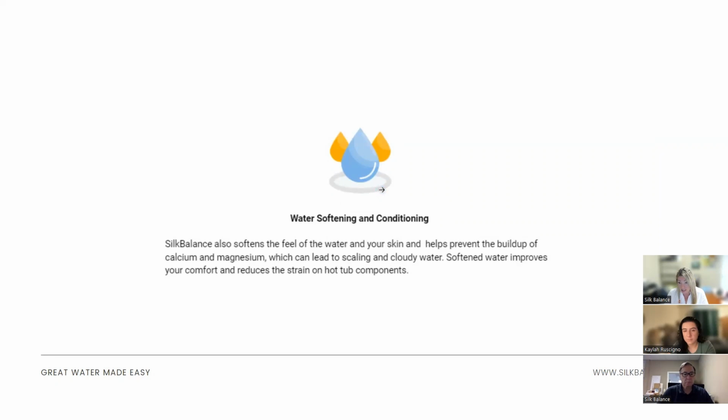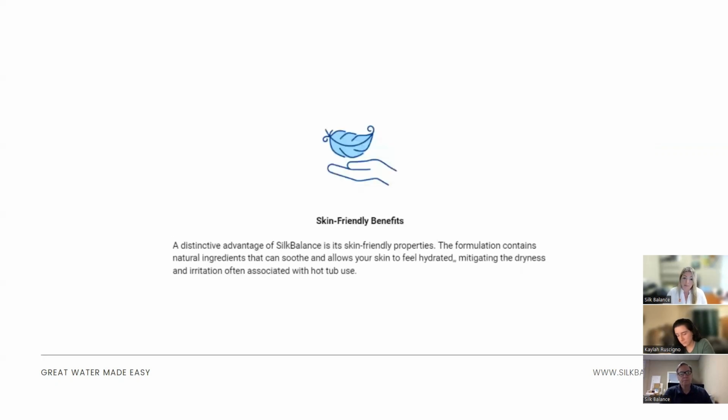Water softening and conditioning is another important component of water care, and this is directly related to pH. SilkBalance will soften the feel of the water and your skin and helps to prevent the buildup of calcium and magnesium, which can lead to scaling and cloudy water. Softened water improves your comfort and reduces the strain on hot tub components. And one of the reasons is because it keeps the pH and the alkalinity in the desired ranges.